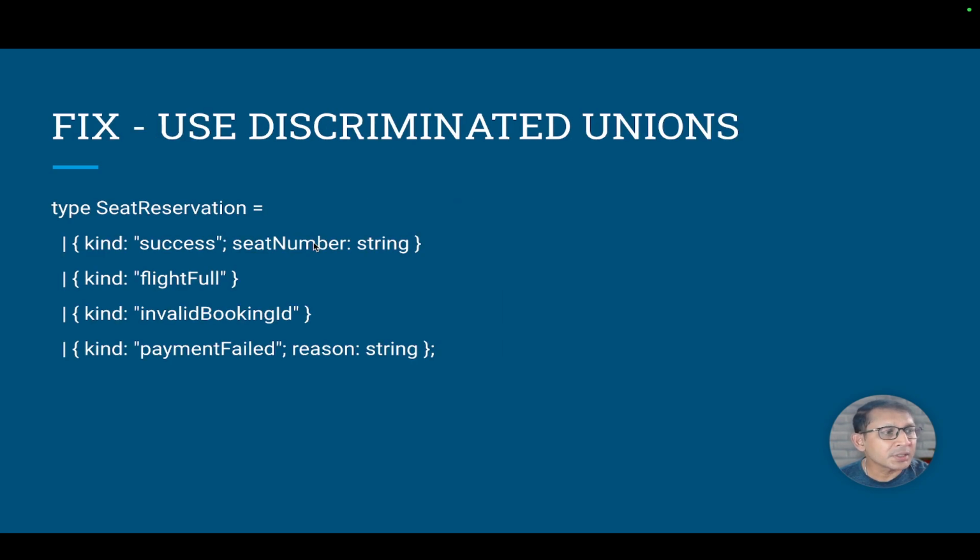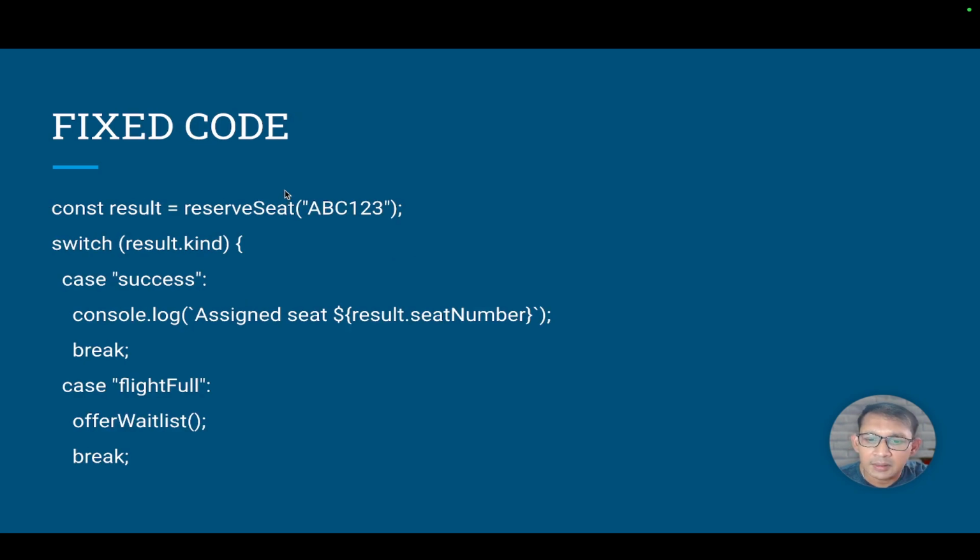The solution uses discriminated unions to capture all possibilities. Now, your function can return specific information about what happened. Instead of a meaningless "something went wrong," you get exactly what went wrong. This lets you handle each case appropriately and provides better user experiences.